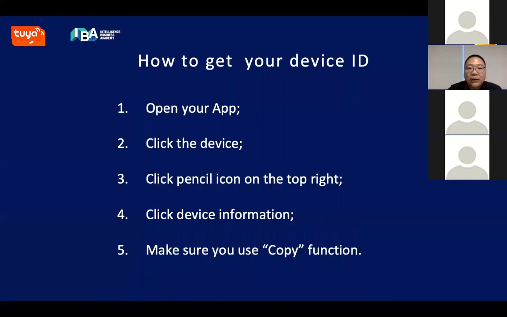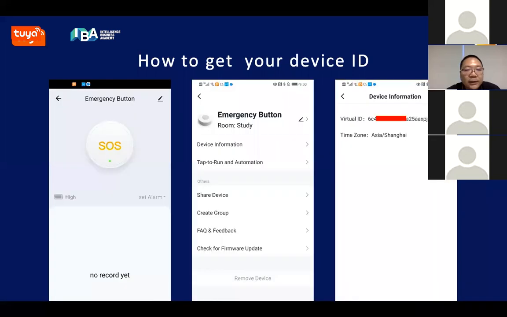So how to get the device ID? Firstly, you need to open the panel and click the small pencil icon, and you will enter a page. Click on device information, and you will get your virtual ID. Make sure you copy this virtual ID and paste it to us if you want us to solve your problem.